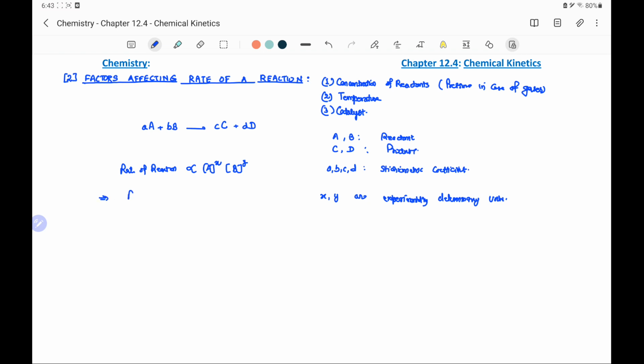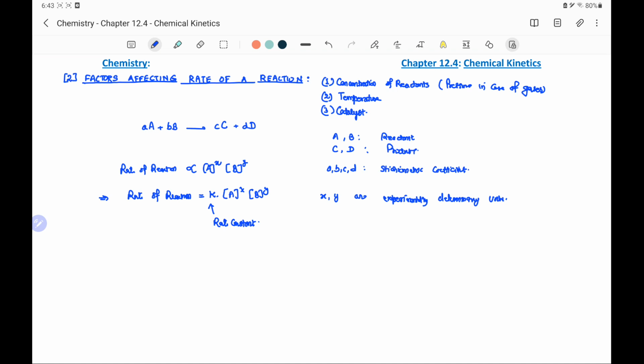So rate of reaction is equal to, we have to multiply a proportionality constant k, [A] raised to the power x and concentration [B] raised to the power y. Here k is called the rate constant. So rate of reaction is the rate constant multiplied by the concentration of reactant A raised to the power x and concentration of reactant B raised to the power y, where x and y are the experimentally determined values.